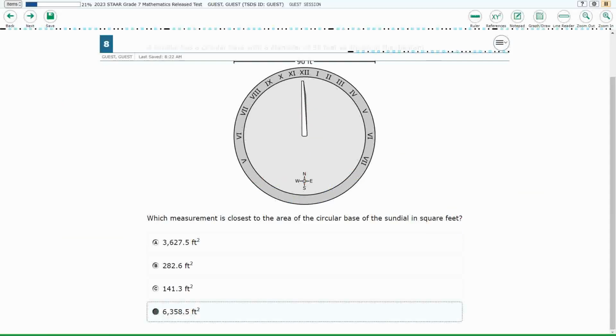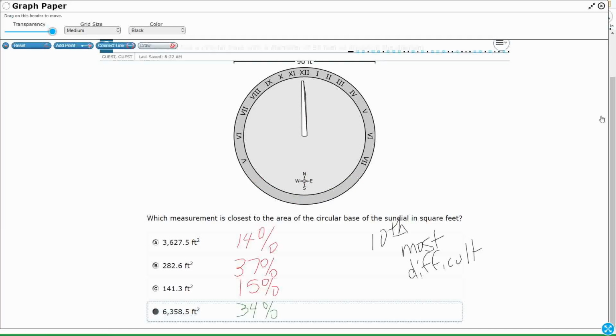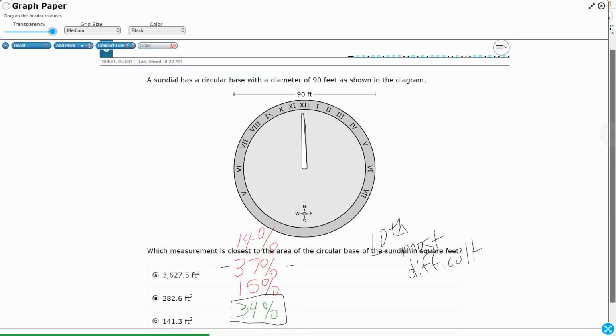Let's see how we did across the state of Texas. As you could tell, this was pretty difficult. This was the 10th most difficult on the test. Our correct answer was D, and that didn't even receive the most answer selections. It was B. So what was it about B that got everyone all messed up? Well, take a look at the problem that they give you. They give you the diameter.